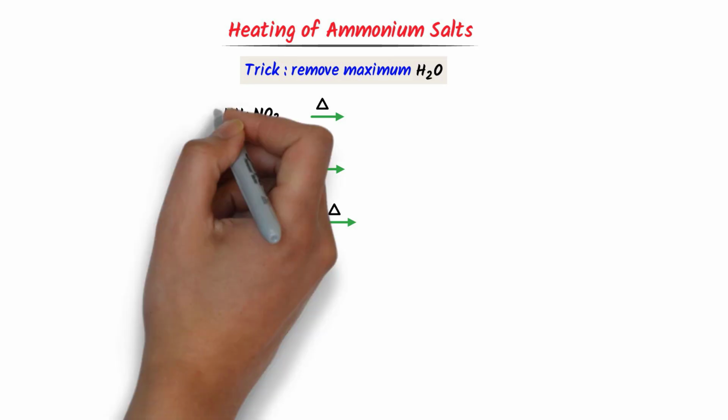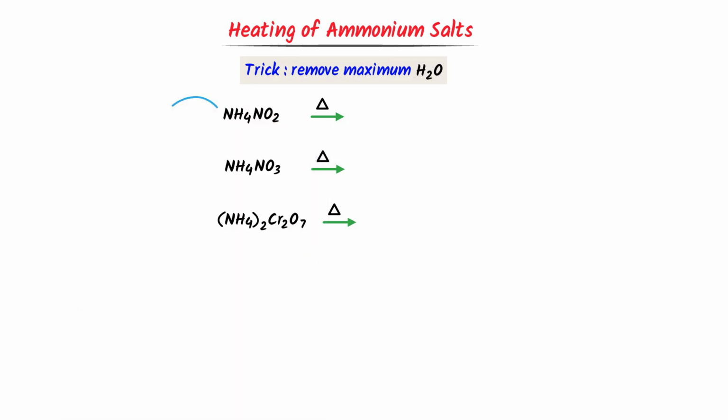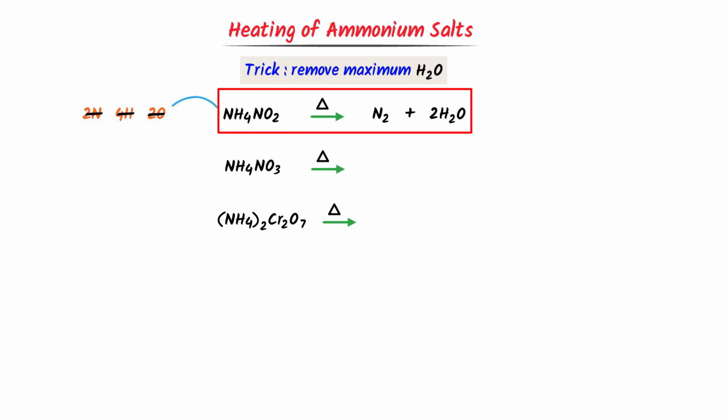For example, in case of ammonium nitrite, there are 2 nitrogen, 4 hydrogen and 2 oxygen. I can remove 2 water molecules from it. I write here 2H2O. I cancel 4 hydrogen atoms and 2 oxygen atoms. Now 2 nitrogen atoms are remaining. I write here N2 gas. Thus the products of heating ammonium nitrite are nitrogen gas and 2 molecules of water.